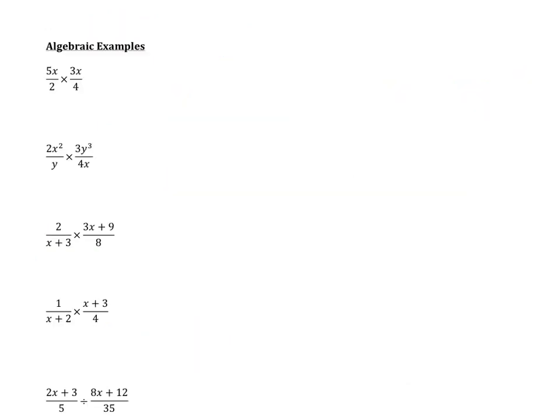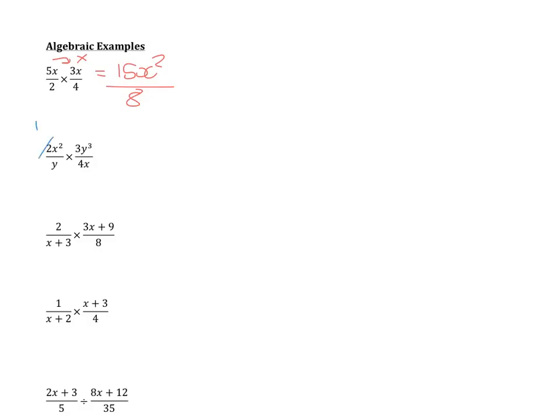Now we move on to look at some algebraic examples. The first example, 5x over 2 multiplied by 3x over 4. If we multiply the numerators, we will get 15x squared. The denominators multiply to give us 8. There are no common factors, so we cannot cancel this down or simplify it any further. In the second question, however, 2x squared and 4x both divide by 2 and by x.